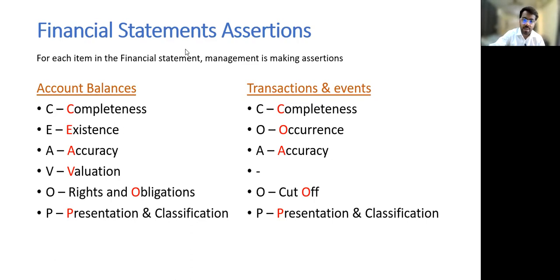Okay. Now we'll move to the P&L items. P&L items are called transactions and events. Balance sheet items are called account balances. The first one remains the same.